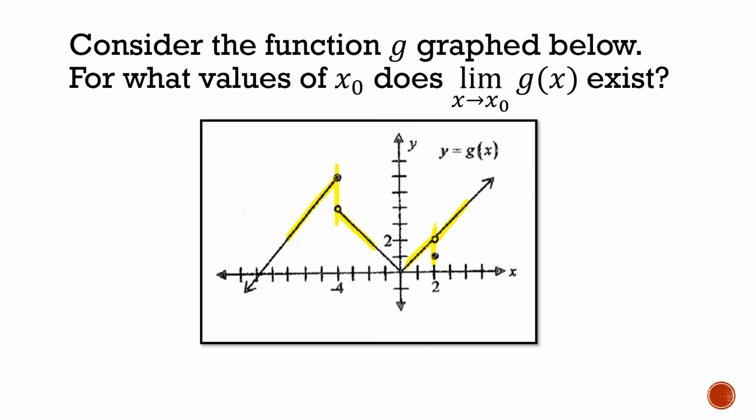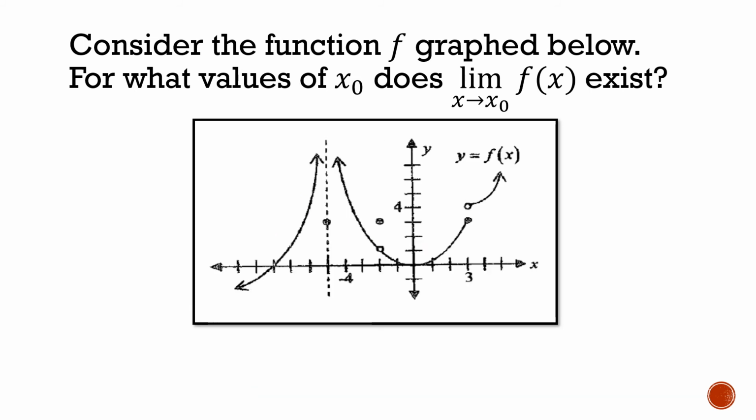The only place in this graph that I can see from what they gave us that has an issue is right here at -4. So if they ask where does the limit exist, it exists everywhere but -4. Using interval notation, I say -infinity to -4, union -4 to infinity.